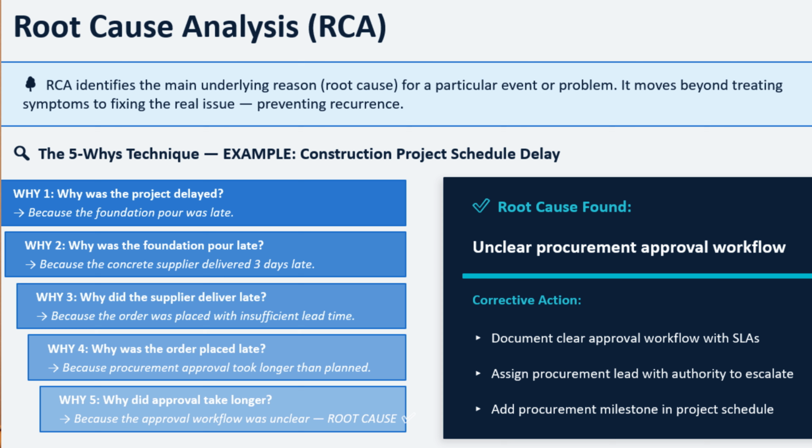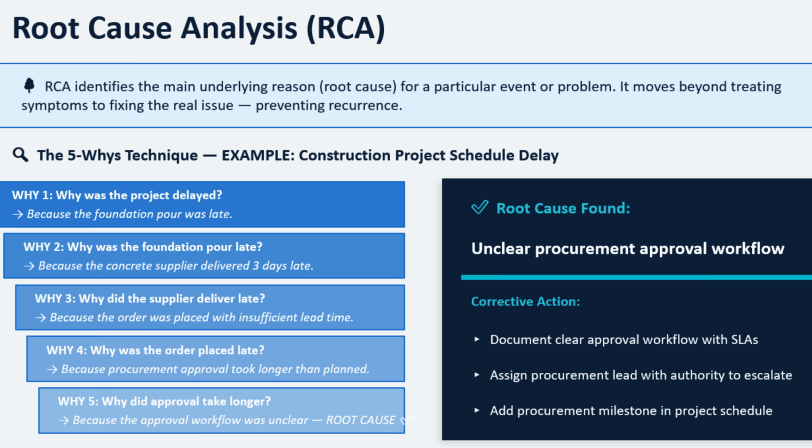Then you ask an additional question again, why did the supplier deliver late? You are being told because the order was placed with insufficient lead time. You can also ask another question, why was the order placed late? Then you are told because the procurement approval took longer than planned. Then the other one is, why did approval take long? Because the approval workflow was unclear. So the root cause becomes very clear to you. It was the approval process that caused this construction project to be delayed. So you don't focus on symptoms. You actually focus on the root cause of the problem. So we normally use an Ishikawa diagram to represent the root cause analysis.